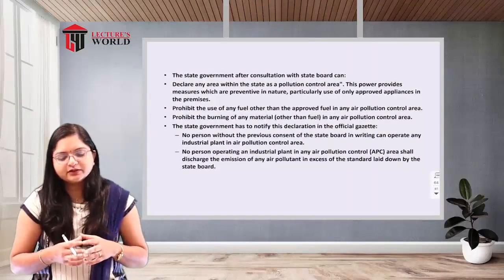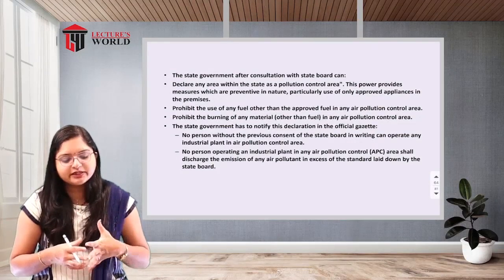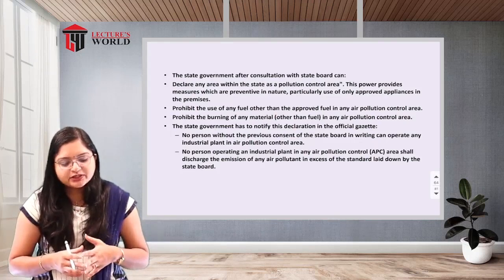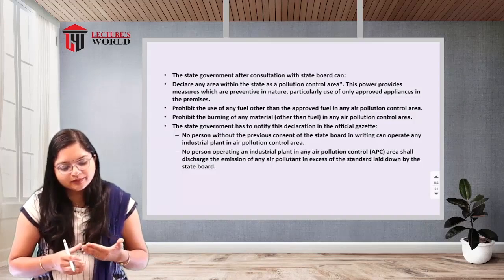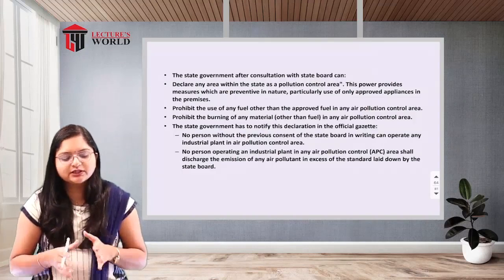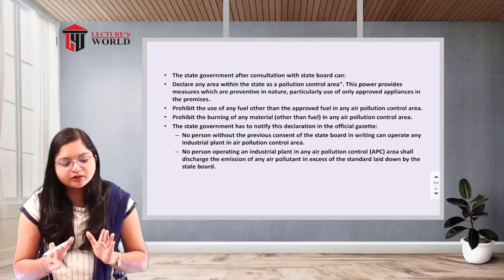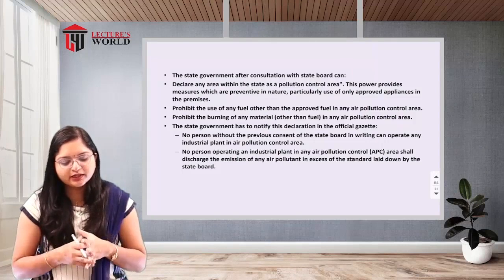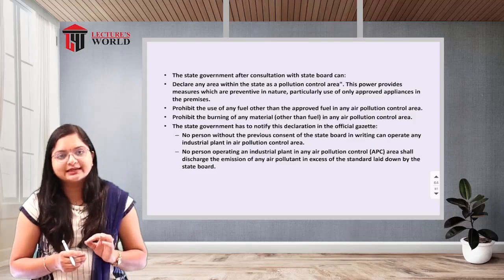The state government, after consultation with the state board, can declare any area within the state as a pollution control area. This power provides measures which are preventive in nature, particularly use of only approved appliances in the premises, prohibiting the use of any fuel other than the approved fuel in any air pollution control area, and prohibiting the burning of any material other than the fuel in any air pollution control area. The state government has to notify these declarations in the official gazette.